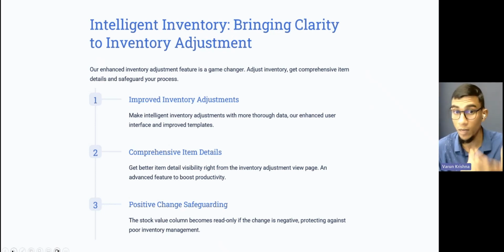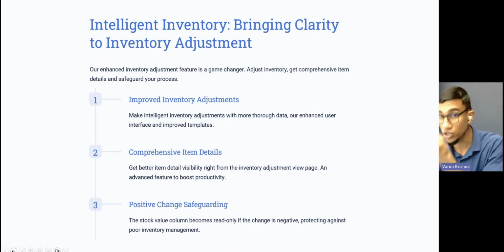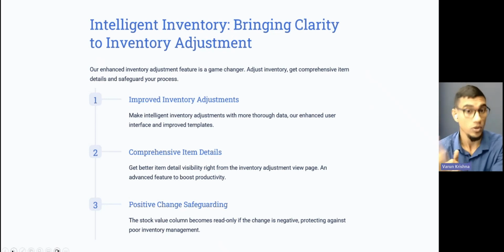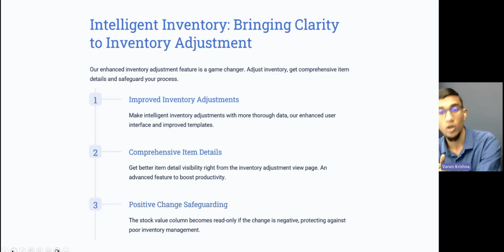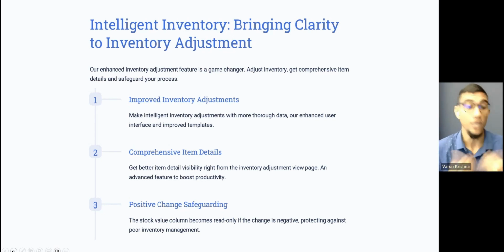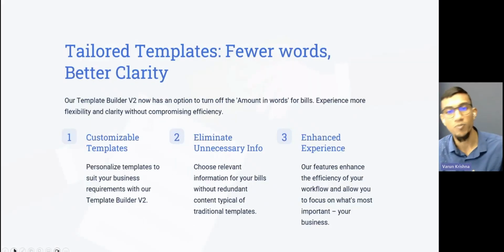And if you select that particular inventory adjustment, you will be able to see how many adjustment units you have made, also the stock value or the average cost associated with it, even if it's for a negative inventory adjustment. Next one, the tailored template.